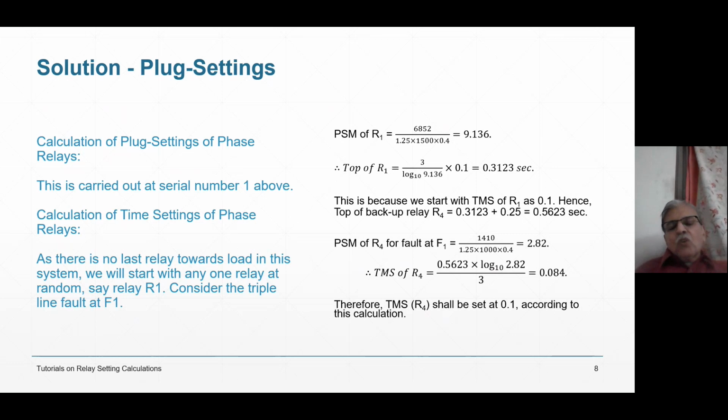So because of the voltage control feature, the plug setting automatically reduces to 40% of its set value when a fault occurs. When there is no fault, your plug setting is normal. So under load conditions, the relay will not maloperate. That is the magic of the voltage control feature, right? And that voltage control feature is not a magic.